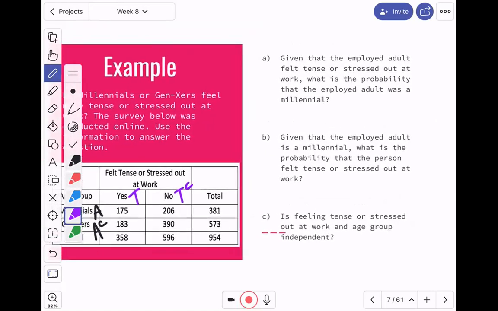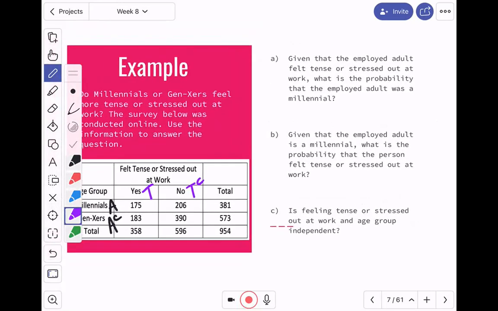Let's try to answer this first question. And it says, given that the employed adult feels tense or stressed out at work, what is the probability that the employed adult was a millennial? What am I asking you to do here? Am I asking you to show independence yet? Yes or no? No. But the key word here is this first word that says given. This word means I'm going to do a conditional probability.